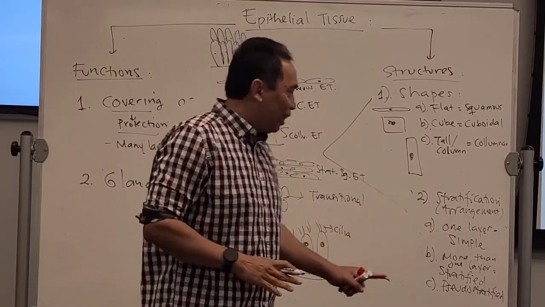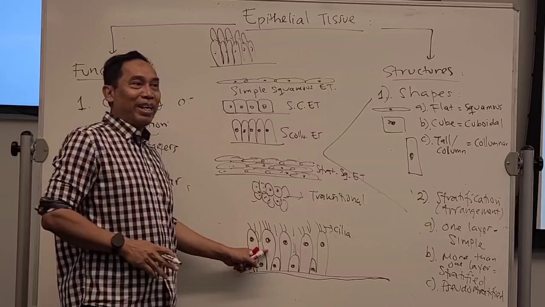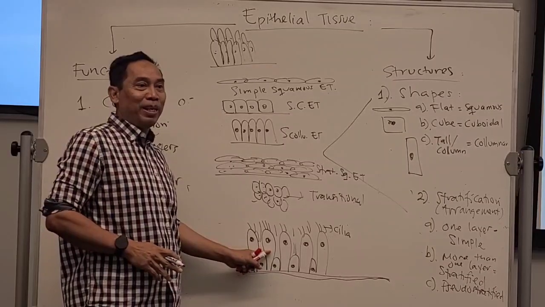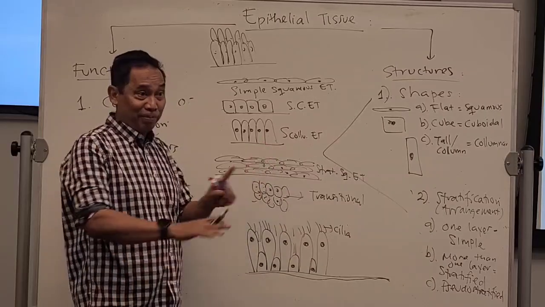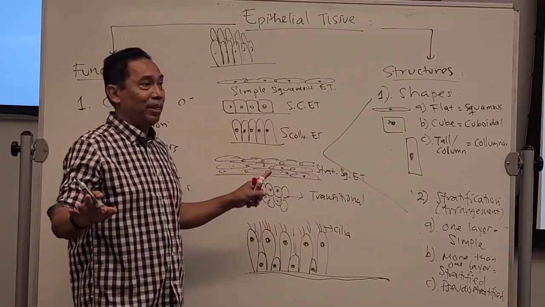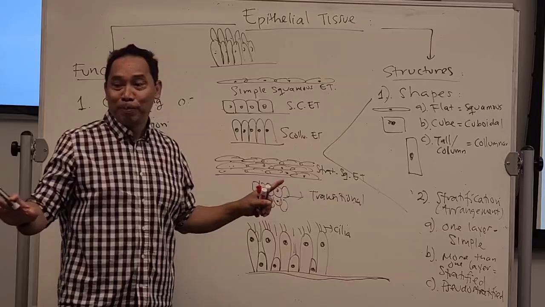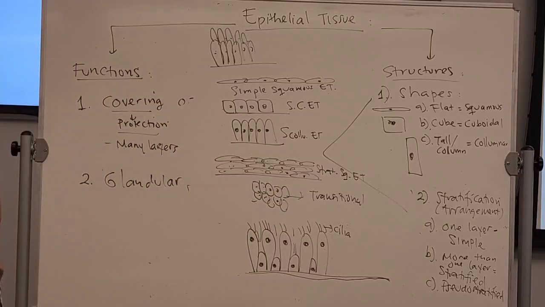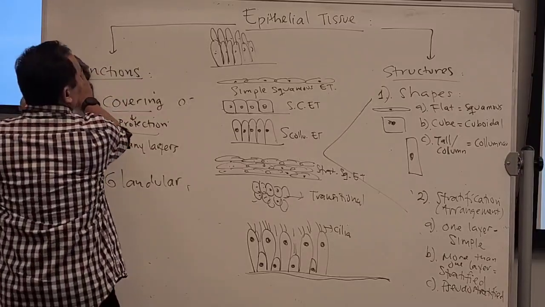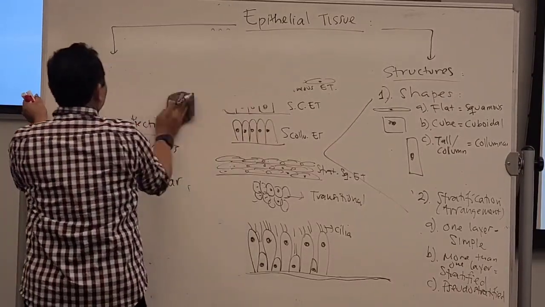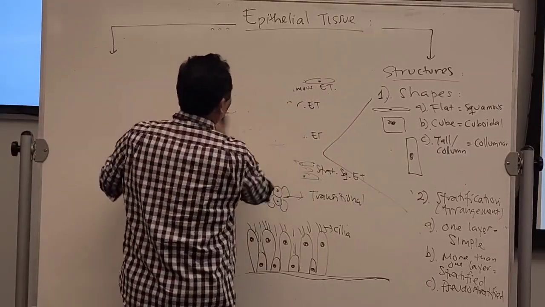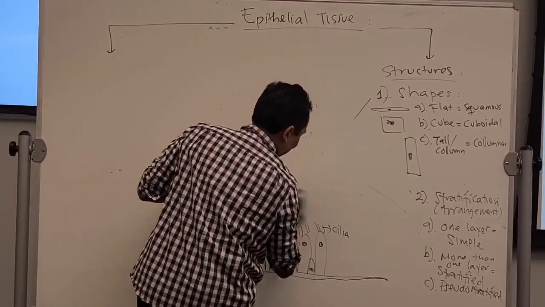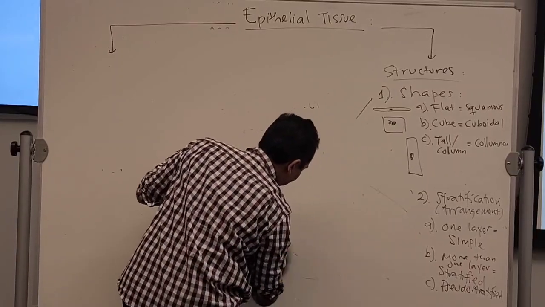If it looks like this, one layer but looks like two layers, then the name will be pseudostratified ET. Get it, right? That's ET. We're done with ET. Now we go to the next type of tissue. What is the next type of tissue? Connective tissue. Remember we have four types. ET, and then the next one, CT.